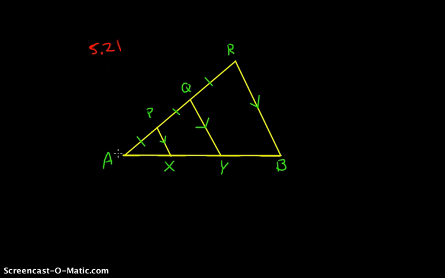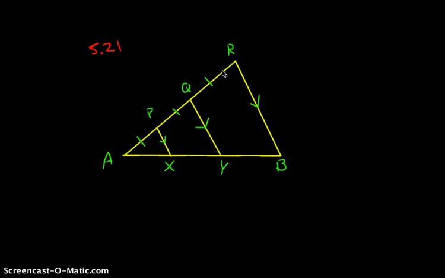Problem 5.21 says, draw a segment AB. In this problem, we learn how to divide AB into 3 equal pieces. What your book does is a little different. They have AB here, with X and Y, and then they have another line, AR, with P and Q in there. They simplify it down so AR is divided up into 3 equal pieces: AP, PQ, and QR.